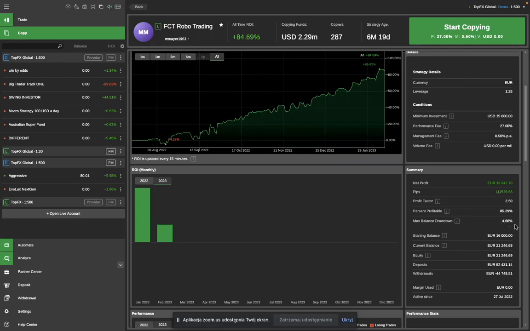So you want to take a look at this. As a strategy provider, you want to keep this maximum balance drawdown around this level in order to gather this kind of capital, 2.29 million. And as you can see, the ROI is steadily growing. It's increasing towards the level of all-time ROI, 84.69%. So you look for nice dips, not big dips like this and V-shaped ones.